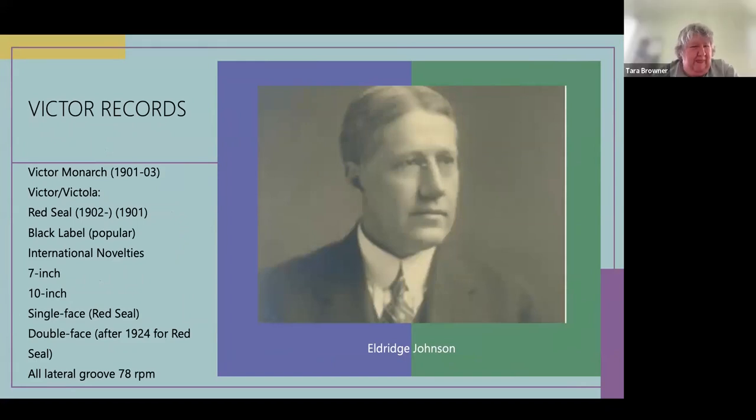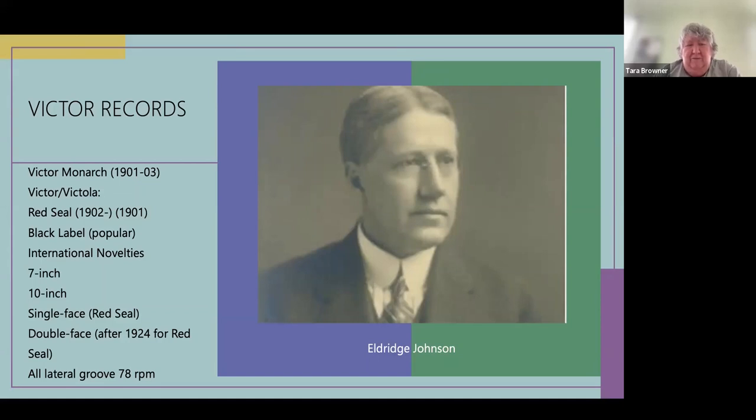Anyway, Eldridge Johnson was the founder of Victor Records. He initially was sort of working with Emil Berliner, and it's too complicated to talk about. But these figures are really interesting, just as people. The earliest Victor records were Victor Monarch, and then you have Victor and Victrola Red Seal, which is what I have a bunch of, and what my mother had. So the Red Seals are the ones that I'm familiar with.